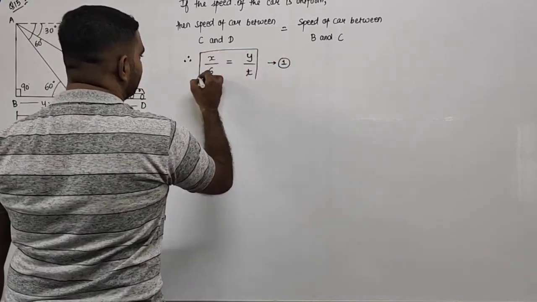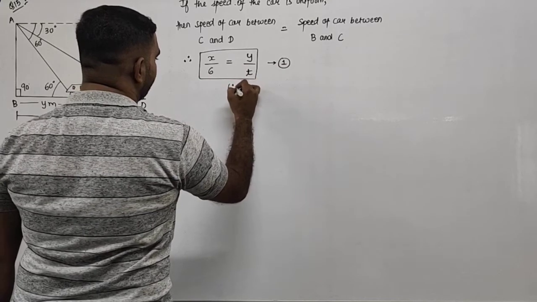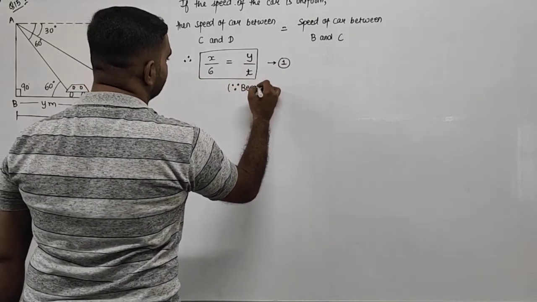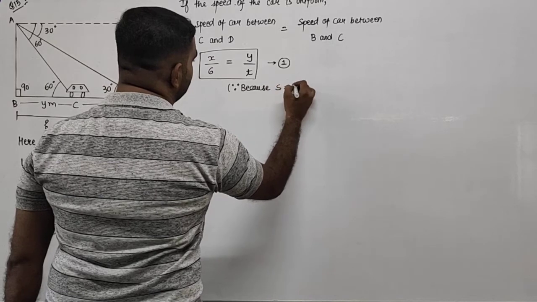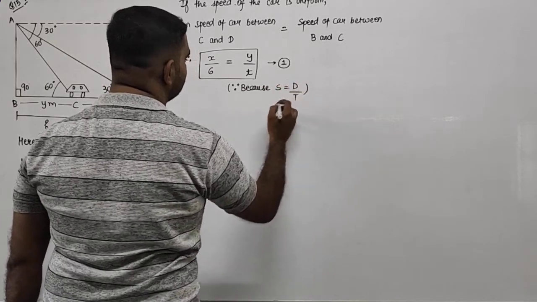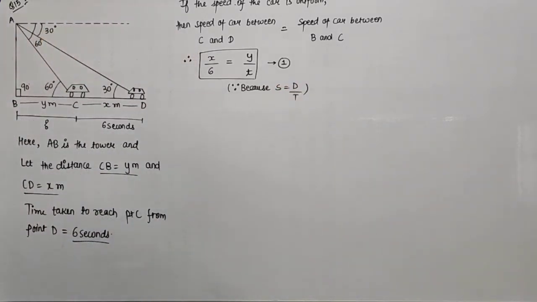And write the first result here. Write the reason: because speed is equals to distance traveled divided by time taken.